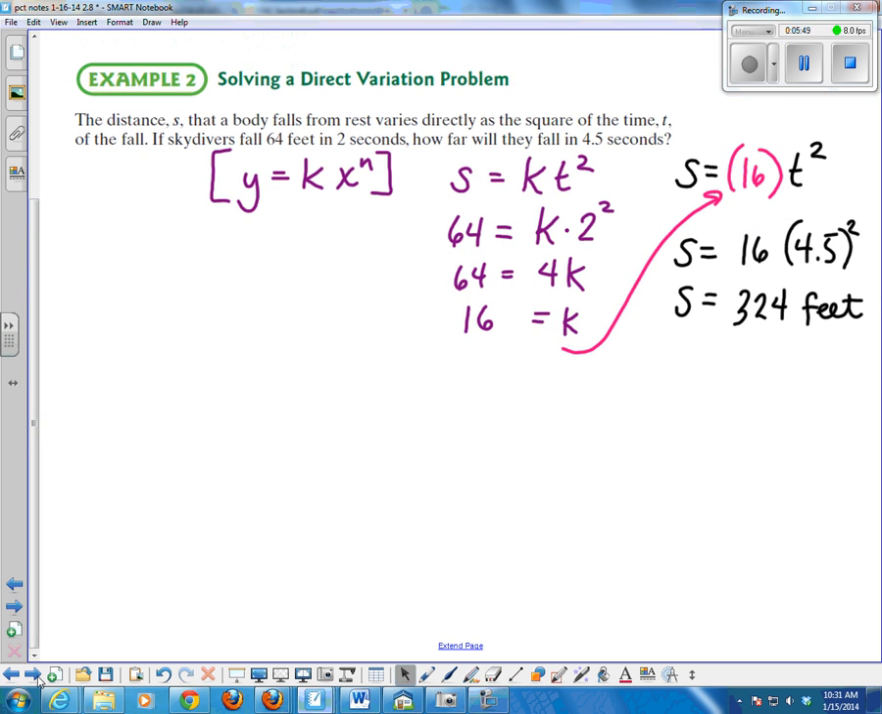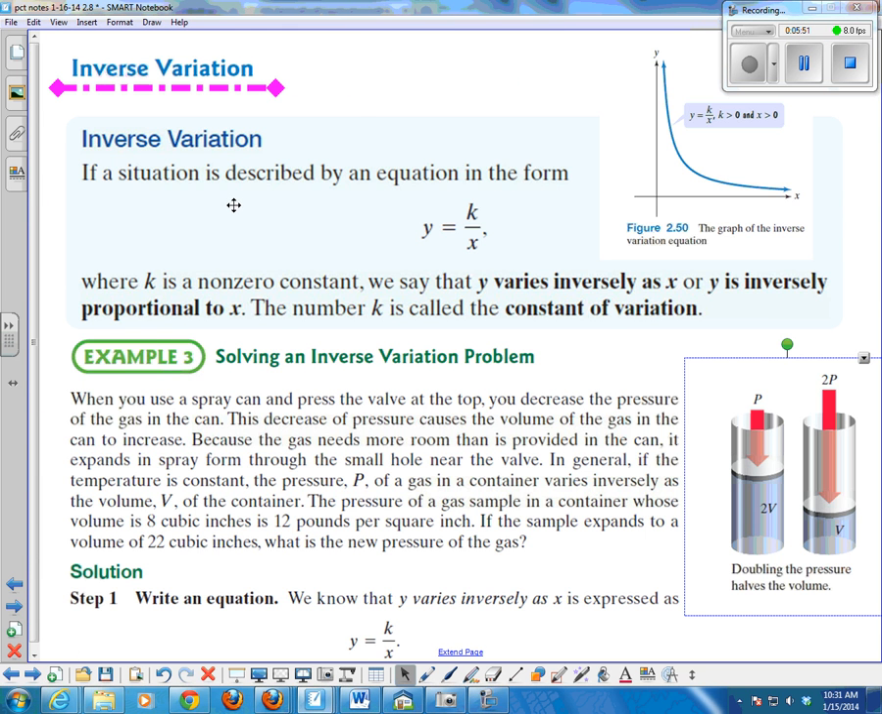Okay, let's turn the page. Next topic is inverse variation. Two variables are inversely related or inversely proportional if they have this relationship, y equals k over x. So this is a rational equation. X is in the denominator. You have this constant, which is going to be a number, the constant of variation, on top. This is read: y varies inversely as x, or y is inversely proportional to x.